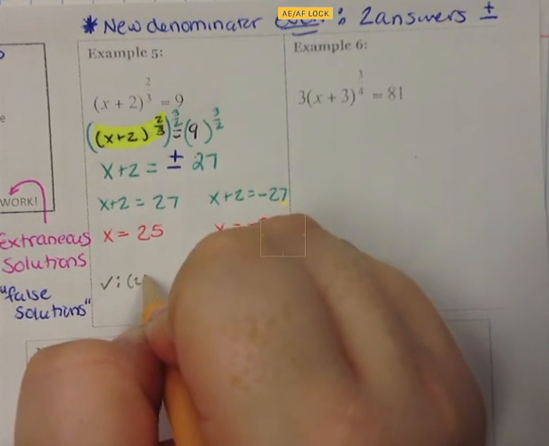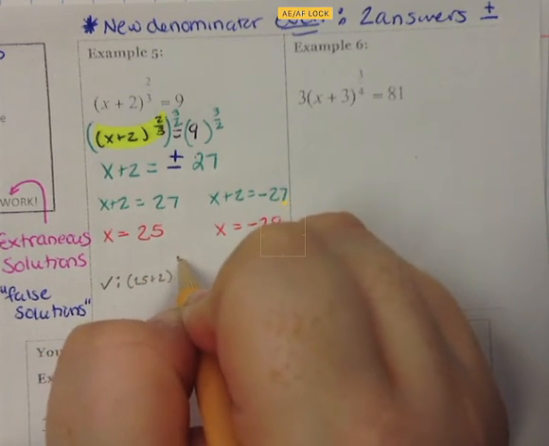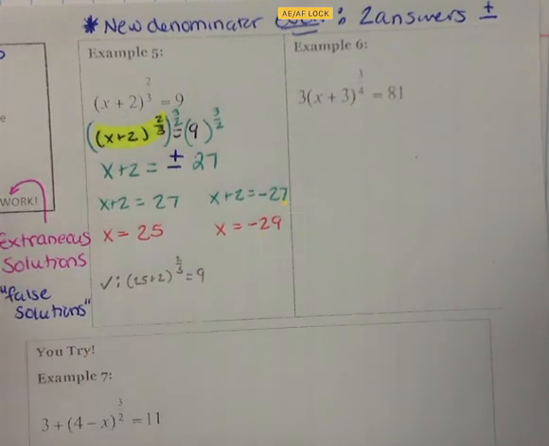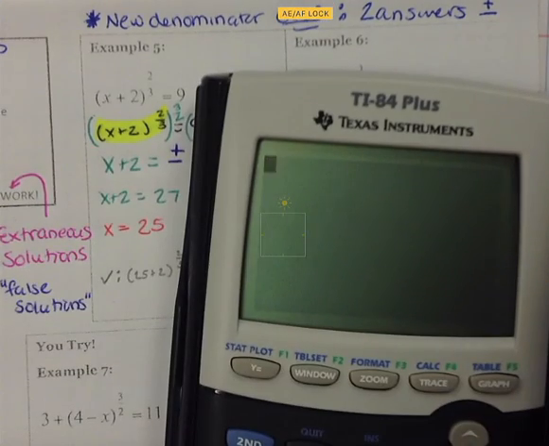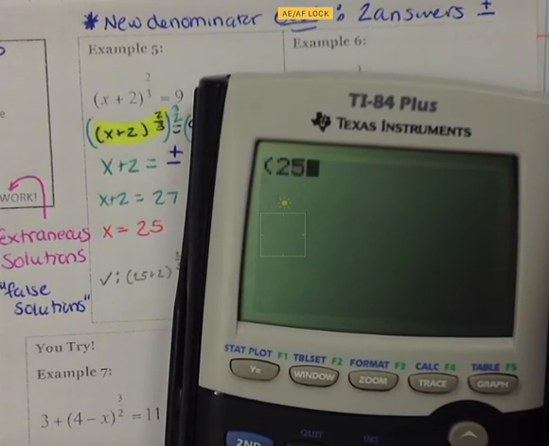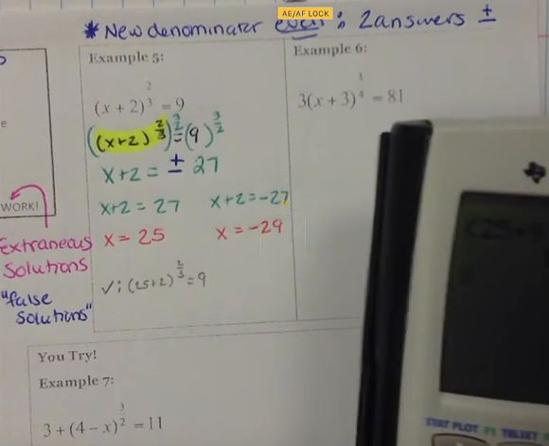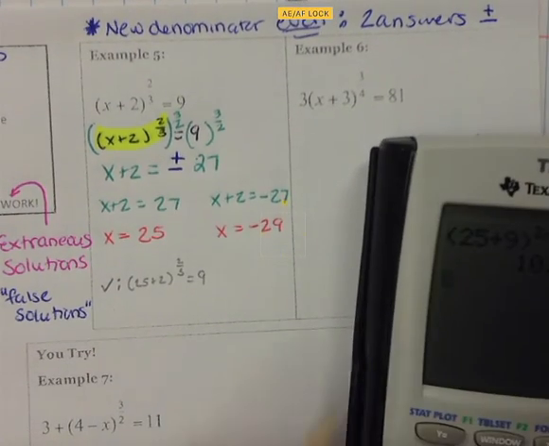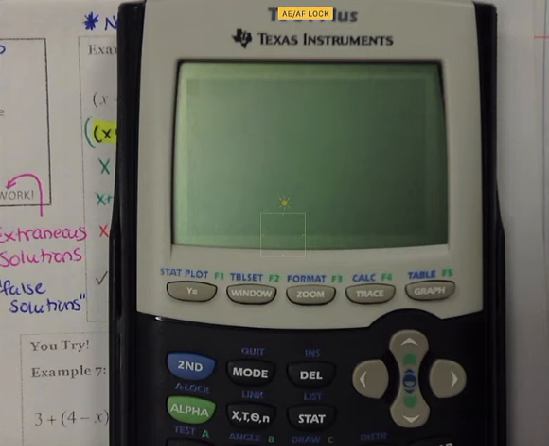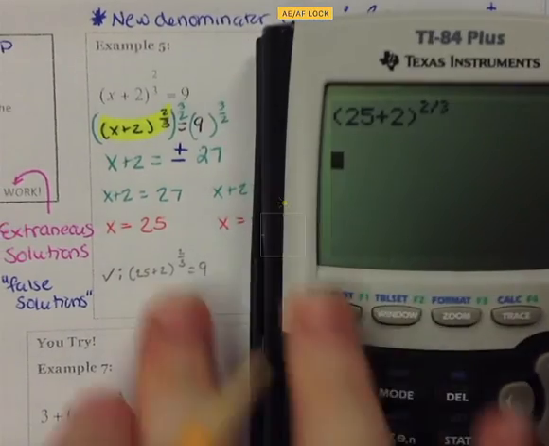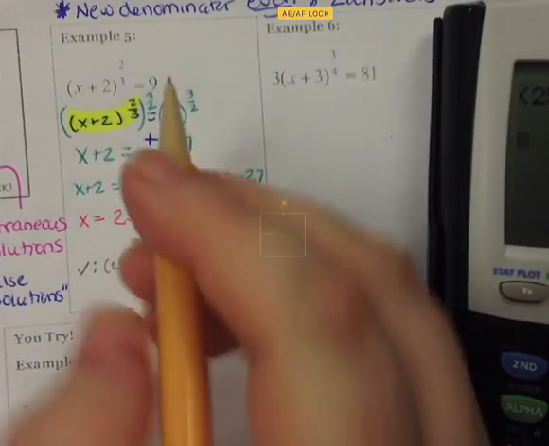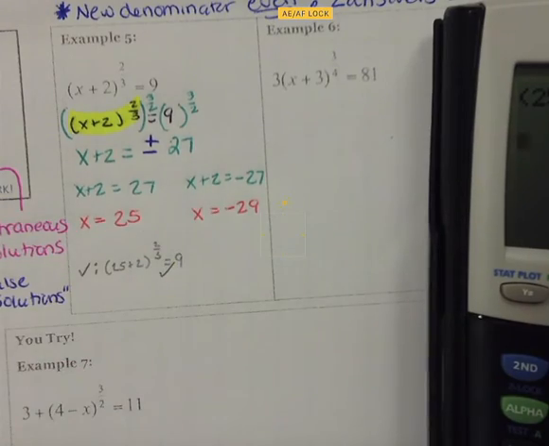We have 25 plus 2 raised to the 2/3. It's supposed to give us 9. So I do parentheses, 25 plus 2, close parentheses, raised to the 2/3. It's supposed to give us 9, and it does. So we know that x equals 25 does work, so we can circle that.